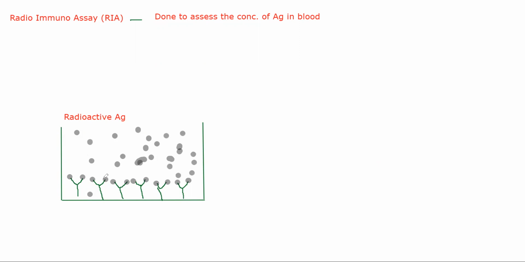Okay, so let's suppose I'm pouring around 50,000 radioactive antigens onto some 100 antibodies. What will happen is, of those 100 antibodies, one antibody will attach to two antigens. So I am basically making sure that at least 100 radioactive antigens are attached to those antibodies. Whatever excessive amount of radioactive antigens are there, I will wash them away. So I'll literally wash that well, and all the excessive radioactive antigen is gone. Okay, that is step 1.